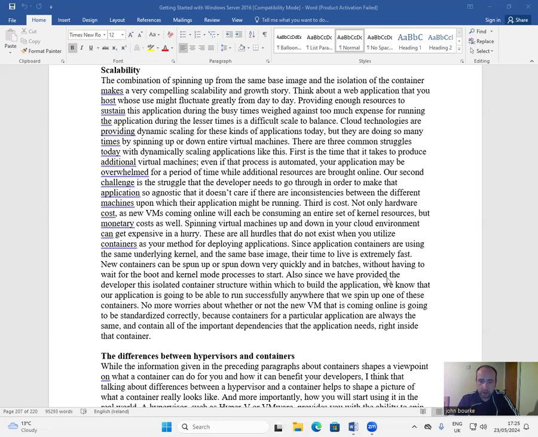Also, since we have provided the developer this isolation container structure within which to build the application, we know that our application is going to be able to run successfully anywhere that we spin up one of these containers. No worries about whether or not the new VM coming online is going to be standardized correctly, because containers for a particular application are always the same and contain all of the important dependencies that the application needs right beside it.